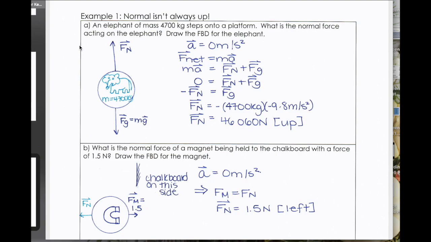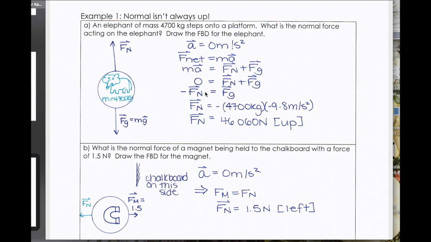So for these examples, question A: an elephant of mass 4,700 kilograms steps onto a platform. What's the normal force acting on the elephant? The first thing we need to do is draw the FBD for the elephant. So here we have the elephant with the kilograms labeled inside, and then we're going to draw the force of gravity here, which is going to equal the mass times the constant of gravity, negative 9.8. And then we have the upward force of the normal force.